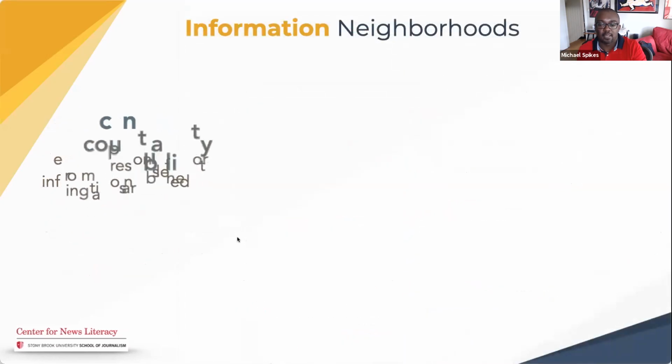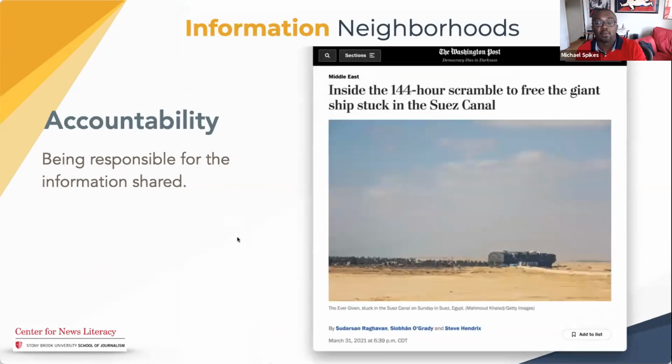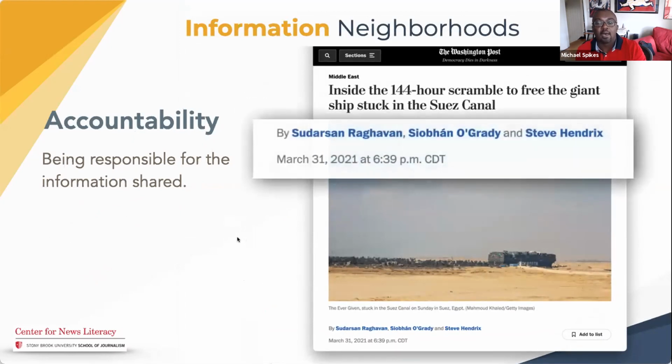And I'm going to skip past this one. Lastly is accountability. Accountability refers to the publisher taking responsibility for the information being shared through their publication. So how can we look for this as consumers? The way we can look for accountability by outlets is with things like a byline.